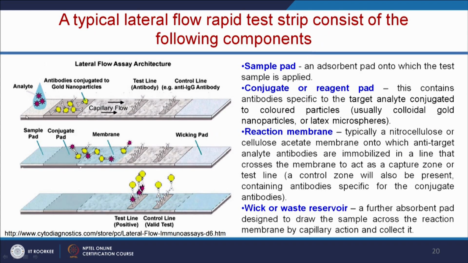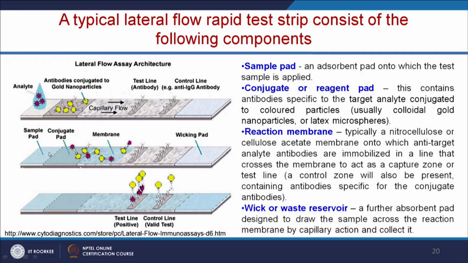This lateral flow assay contains four different parts: the sample pad, conjugate pad, membrane and wicking pad. In the sample pad we add the sample, and the conjugate pad contains antibodies conjugated to gold nanoparticles or latex microspheres. The sample and antibody move in this direction using capillary force. In the test line we have the antibody which is specific for your antigen, and in the control line you have the anti-IgG antibody, which is specific for your gold nanoparticle conjugated antibody.